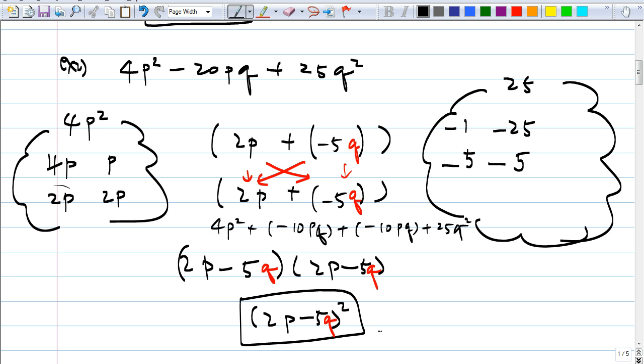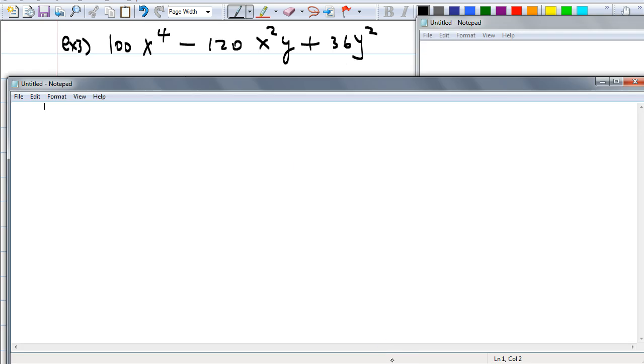But let me show you example 3. This one here, I have 100x to the 4th power minus 120x squared y plus 36y squared. Do you think this is going to be a perfect square trinomial? I think it will be, but how do you know? Well, we're not so sure. We could try. But should we look at 100? How many ways are there to multiply 2 numbers and get 100?